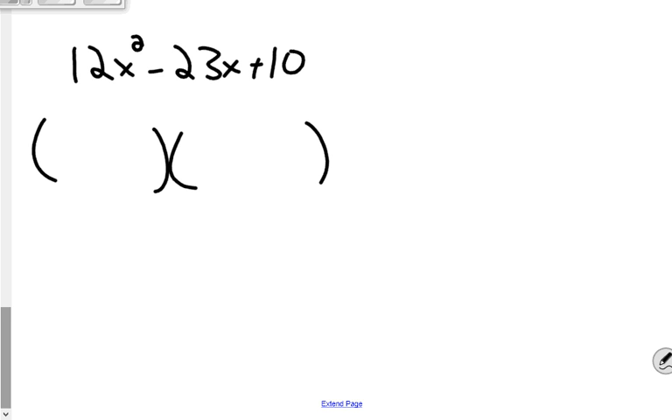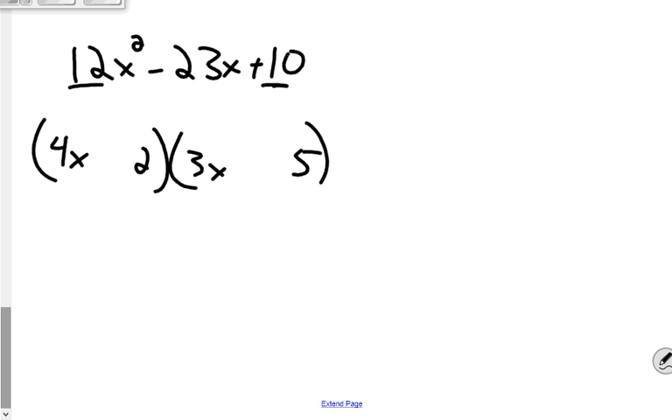So with this one, you've got to find factors of this guy and work with factors of this one, and kind of play around with it. 5 and 2 and 6 and 2, that's not going to even be close. I'm going to go with 12 being 4 times 3, and x squared is always x times x. And I'm going to try 10 as 5 and 2. No, that's not going to work.